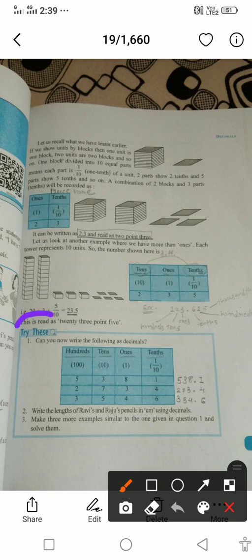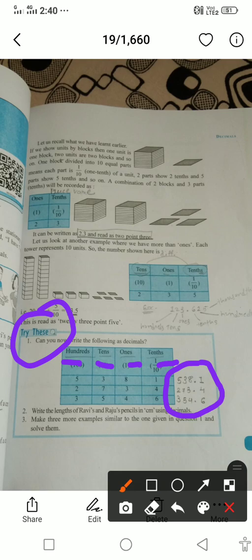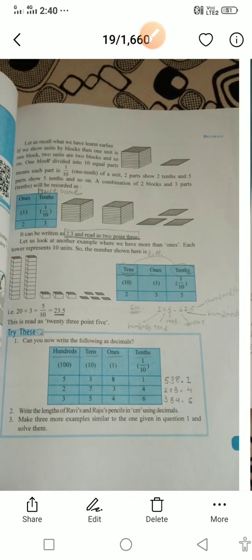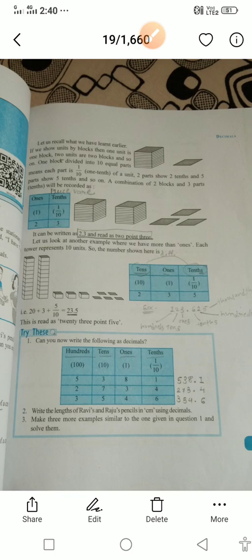Now try this: can you write the following decimals? Hundreds is given, tens is given, ones is given and tenths is given. As per place value we have to write the answers like this: 538.1, 273.4, 754.6. After the point we write the tenth. In the same way we have to write Ravi and Raju's pencil heights in decimal. If you learn the previous page, you will get ideas about Ravi and Raju's story, and you will find the exact values from there.